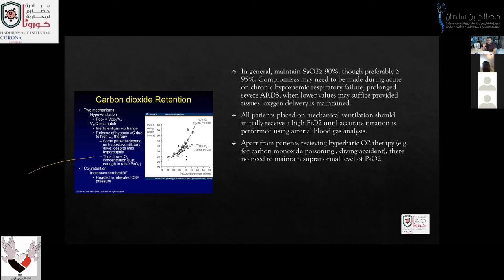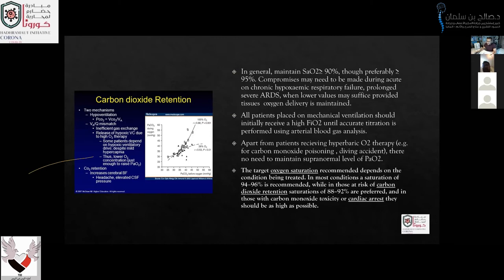Apart from patients receiving hyperbaric oxygen therapy for carbon monoxide poisoning and diving accidents, there is no need to maintain a supranormal level of oxygen. The target oxygen saturation recommended depends on the condition being treated. In most conditions, a saturation of 94 to 96% is recommended, while for those at risk of carbon dioxide retention, saturations of 88 to 92% are preferred. In those with carbon monoxide toxicity or cardiac arrest, it should be as high as possible. It is very important for me to mention the word carbon dioxide retention for the patient with increased intracranial pressure, to get hyperventilation therapy to reduce the intracranial pressure.